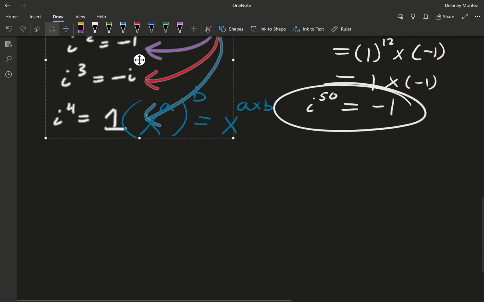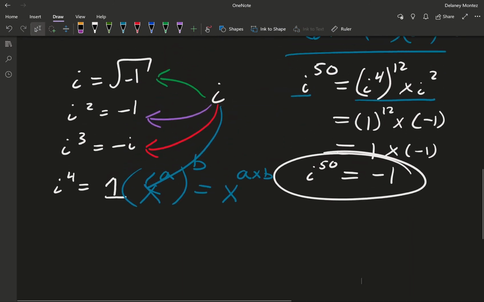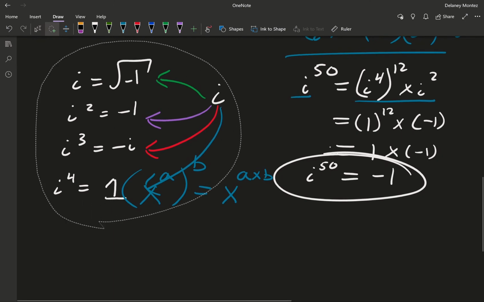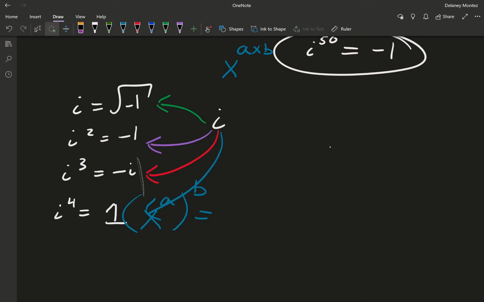So let me see if I can pull this down with me, because this is an important chart here. Okay, so let's do some more problems.